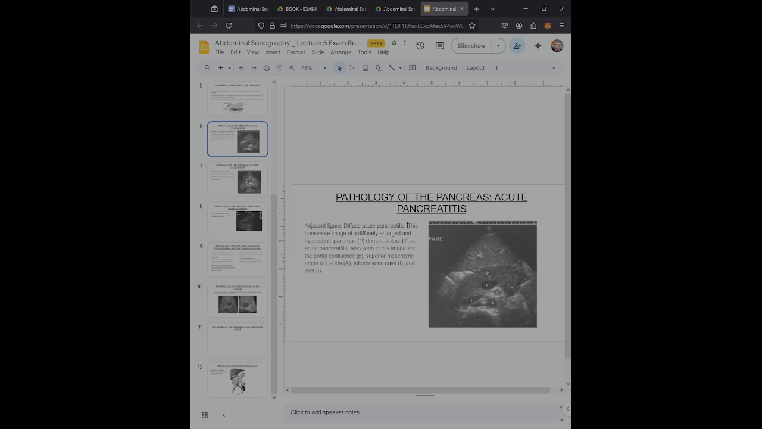And in this case, this is a diffuse acute pancreatitis in a transverse image, and we can see a hypoechoic pancreas. Also seen in this image are the portal confluence, the superior mesenteric artery over there, the aorta, which are posterior to the portal confluence, and the liver, which is in this case anterior to the pancreas.